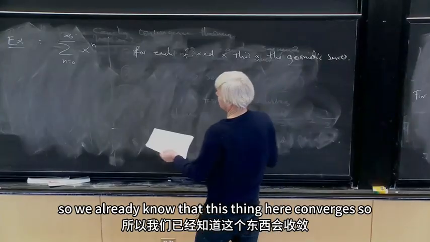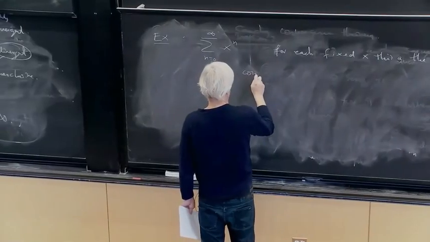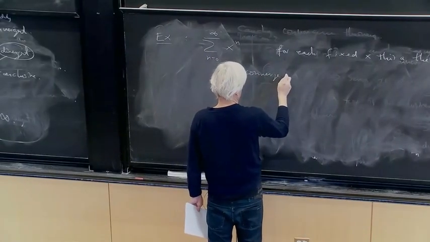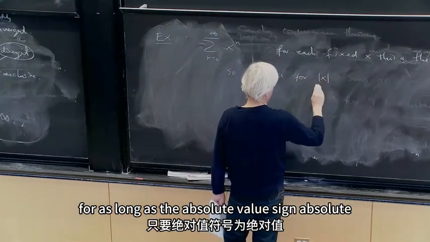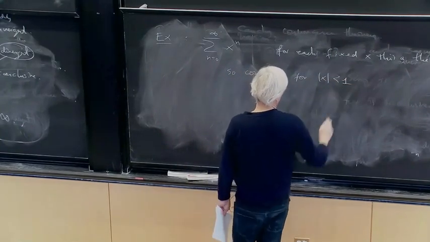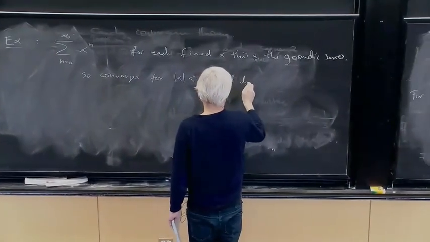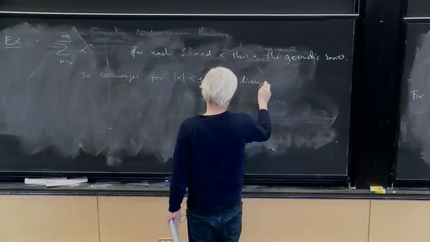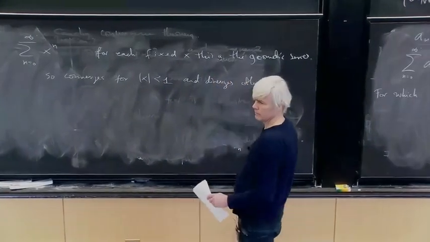So we already know that this thing here converges for as long as the absolute value of x is less than 1, and we also know that it diverges otherwise, right? Because we've already determined that.